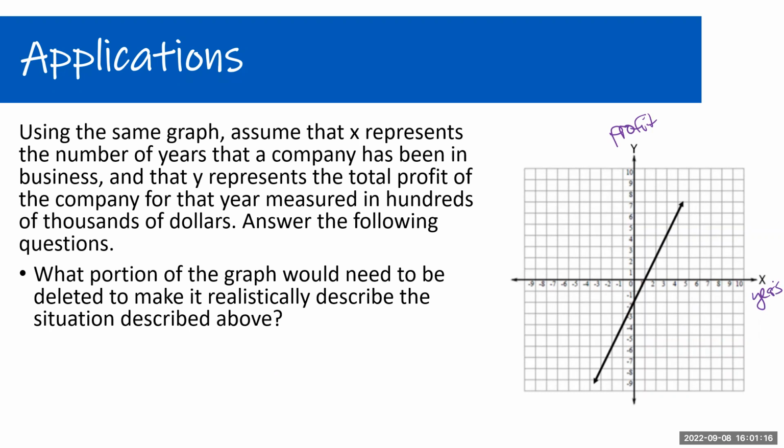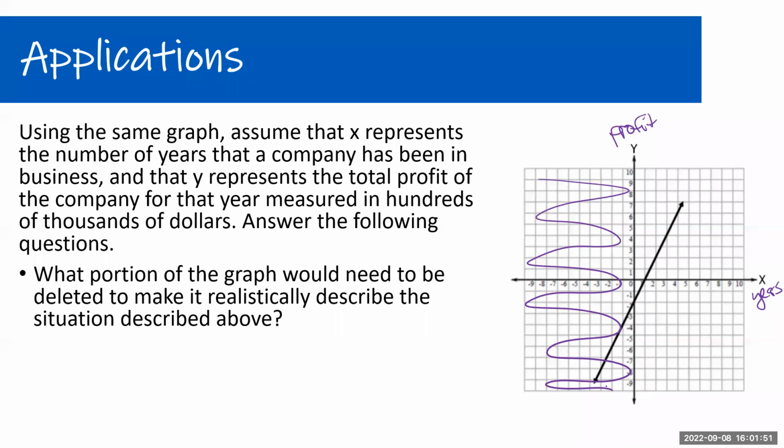Let's think about a couple of important questions here. What point do you need to delete to make it realistic, okay? What do we need to get rid of? If we were going to show this graph in some sort of publication, what would we want to zoom in on? Well, the important thing here is that we're talking about years since they've been in business. So none of this over here matters, right? Because they can only be in business 0 years forward. They can't be in business a negative years.